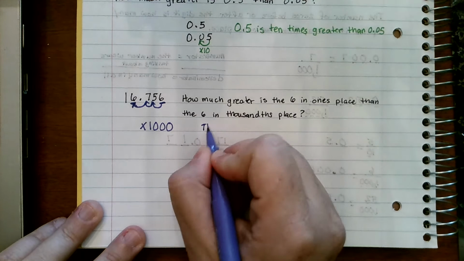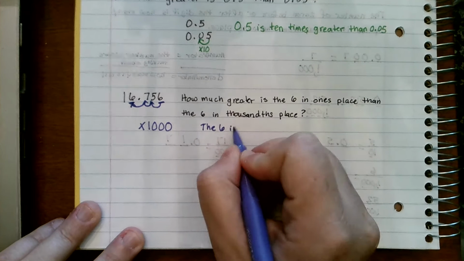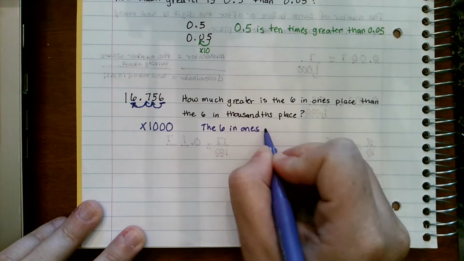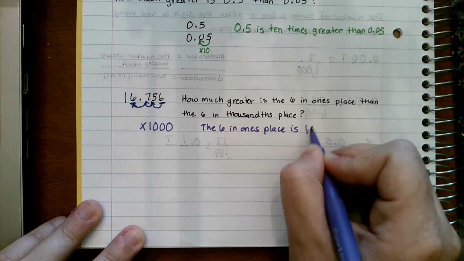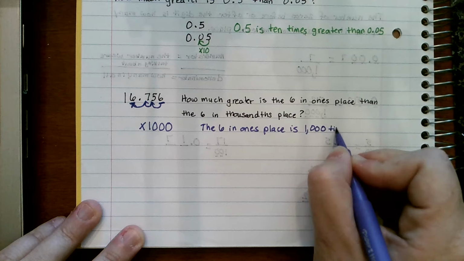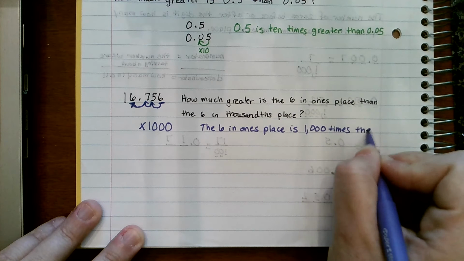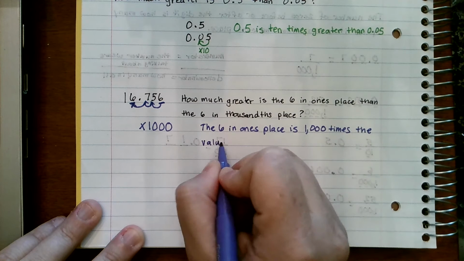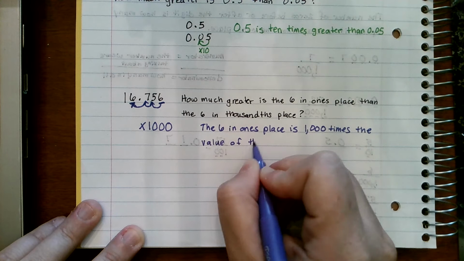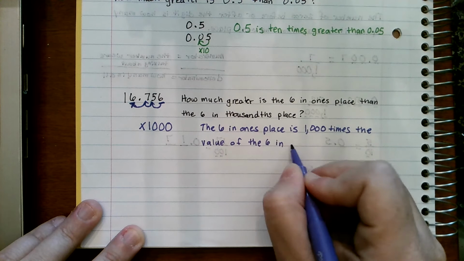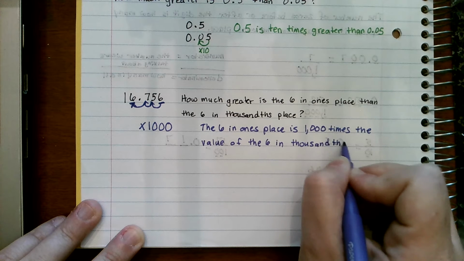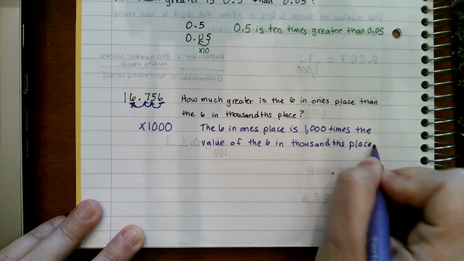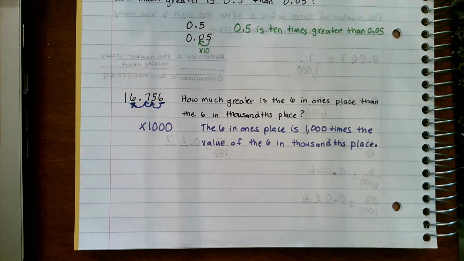So the 6 in the ones place is 1,000 times the value of the 6 in the thousandths place. All right, hopefully you can understand what I was, hopefully that helped you.